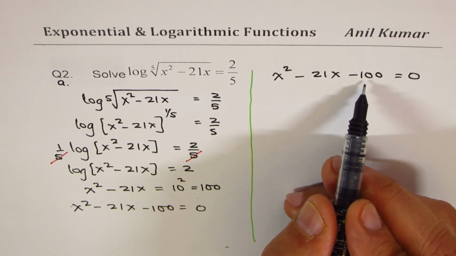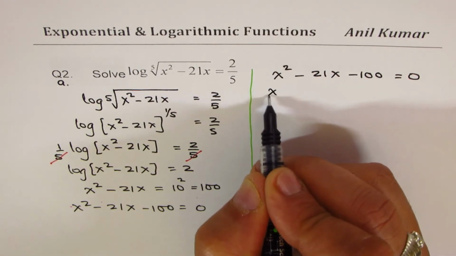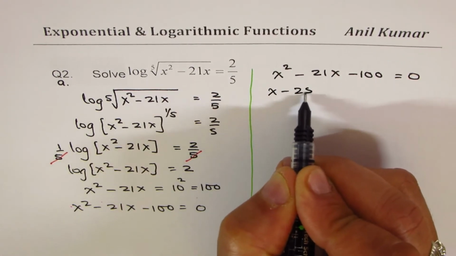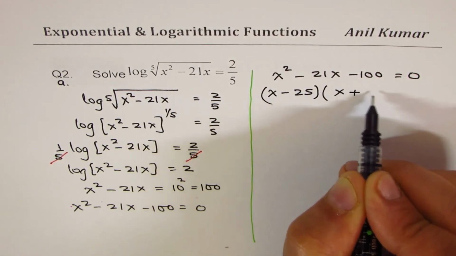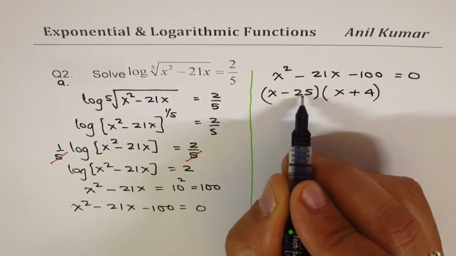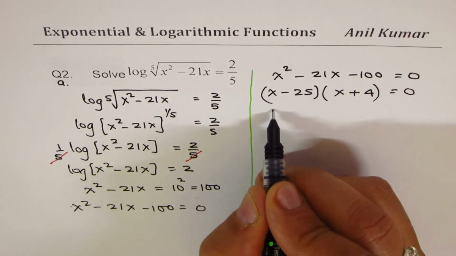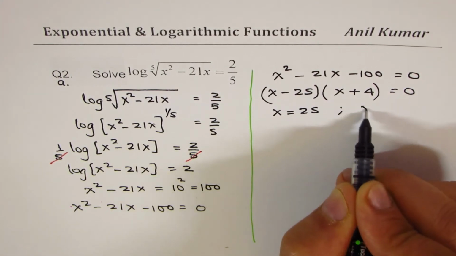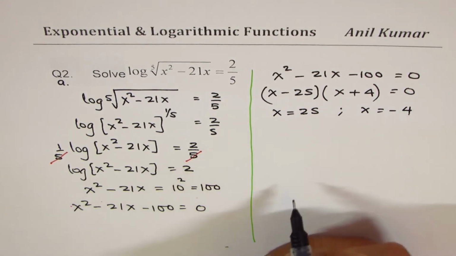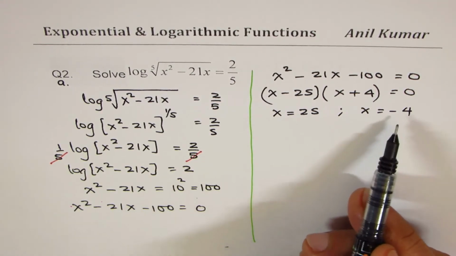100, 24 times 25 times 4 will work, right? 25 times 4. So we could write this as x minus 25 times x plus 4. So when you multiply, you get minus 100. When you add them, you get minus 21. And that gives you 2 solutions. One is x equals 25, and the other one is x equals minus 4. So these are the 2 possible solutions for x.